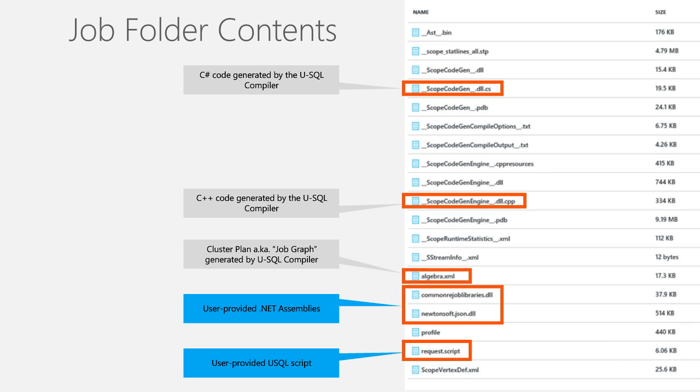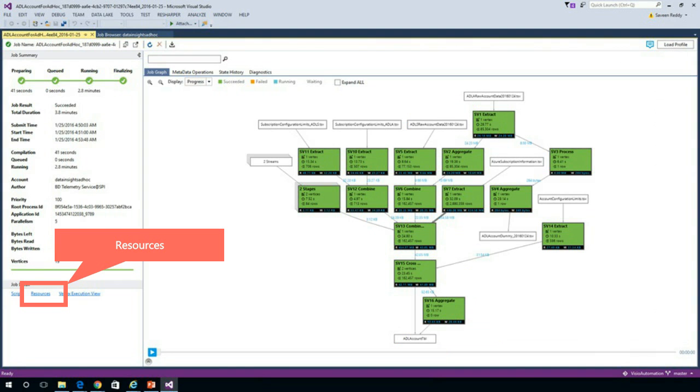So this is what we saw in Visual Studio as well as in the Azure Data Lake Store account: the C# code generated by U-SQL, the C++ code generated by U-SQL, and the user .NET assembly. In my previous sample, there was no .NET assembly that I used, but like I said, you can also use your .NET assemblies, and your U-SQL script is also visible in this compiled folder. To get to those files, you click on resources in Visual Studio, and you can find all the supporting files and compiled files of your query.